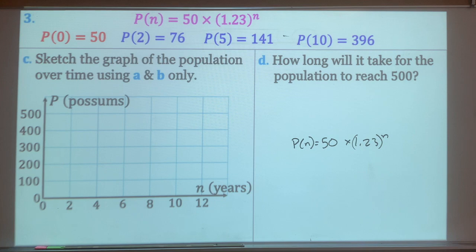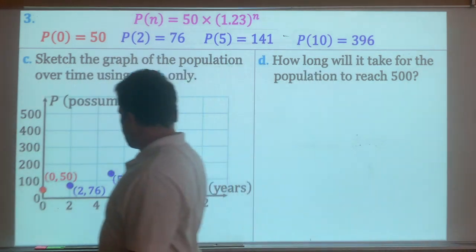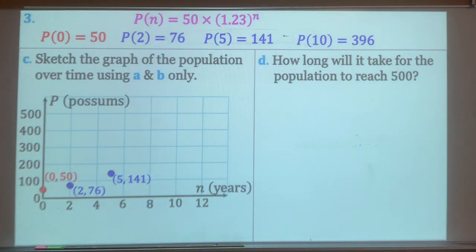All right, you graphed yet? The graph should have been 0, 50. Nope, it's closer. 2, 76, sorry, 5, 141, and 10, 367. And what you're going to do here, try to graph. All right, it didn't say use the technology to check now. You can if you want, you can type it in and check it.